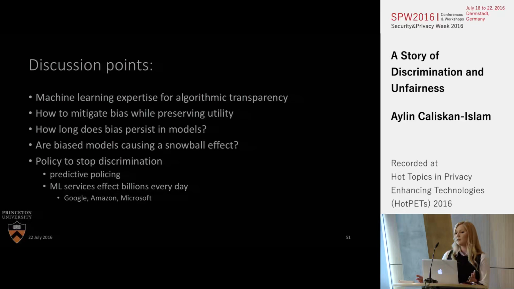And what should policymakers do to stop discrimination? We saw the example of predictive policing, and we know that machine learning services are just increasing and being used by billions of people every day. There are all these new products by Google, Amazon. Many applications use pre-trained models. What can be done so that the necessary steps are taken to make sure that these apps, algorithms, models are being fair?